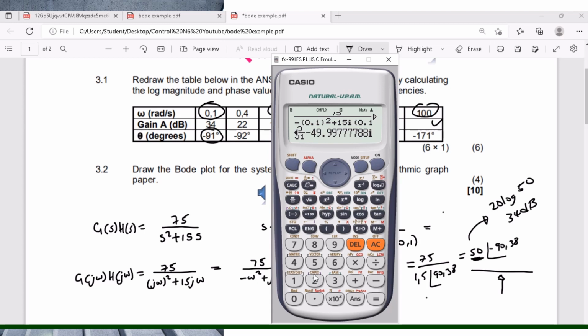Do you see at number 2 there's complex? Then I want it in this form, so I'm pressing number 3, and notice my answer, 49.999, that's 50, angle minus 90.38. Then the only thing I convert is 20 log 50. I get 34.